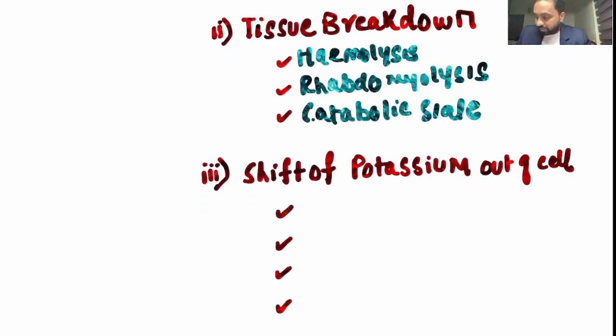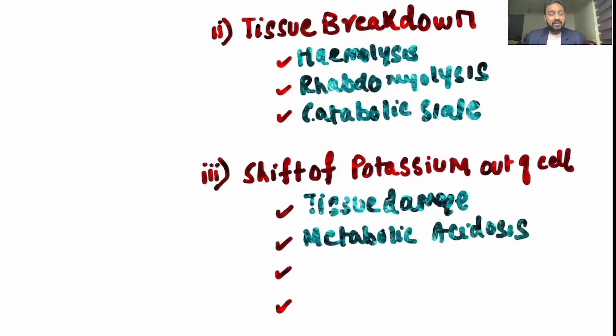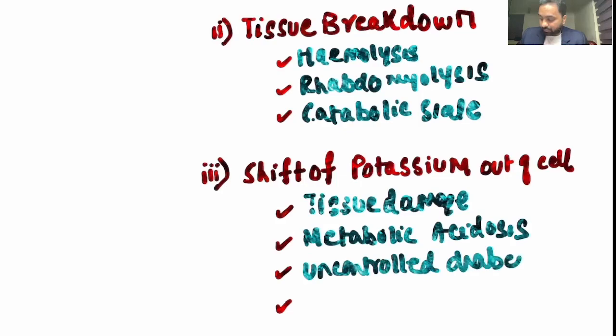It could be because of tissue damage. If there is tissue damage, the potassium would shift out of the cell into the blood, causing hyperkalemia. It could be because of metabolic acidosis, then uncontrolled diabetes, and then aldosterone deficiency.